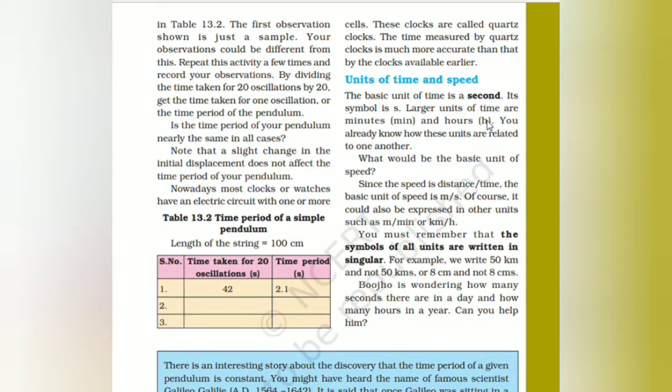Unit of time and speed. The basic unit of time is the second. Larger units of time are minutes and hours.